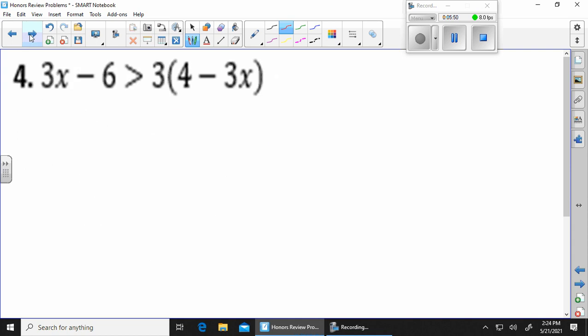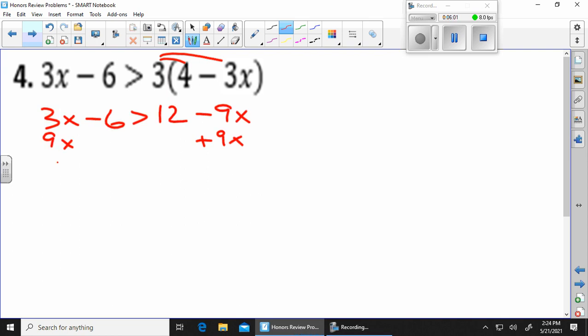Number 4, same exact thing. I don't know really why I gave you 2 of these, except for I distribute. So here I would add 9x. I try to make it so I don't have to divide by a negative. So then divide by 12.